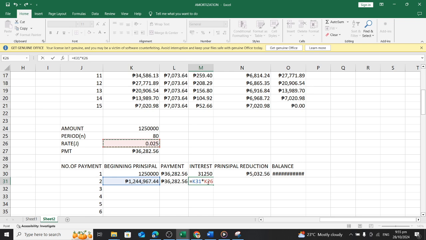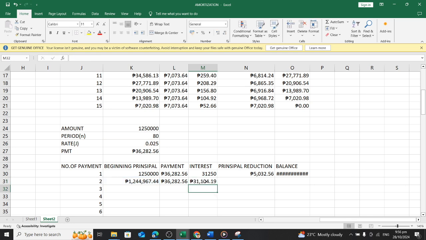Our rate is again constant. So, put a dollar sign before the letter and another dollar sign before the number. Press equals. Now, that is our interest. Now, to get our principal reduction, payment minus our interest. So that is our principal reduction.